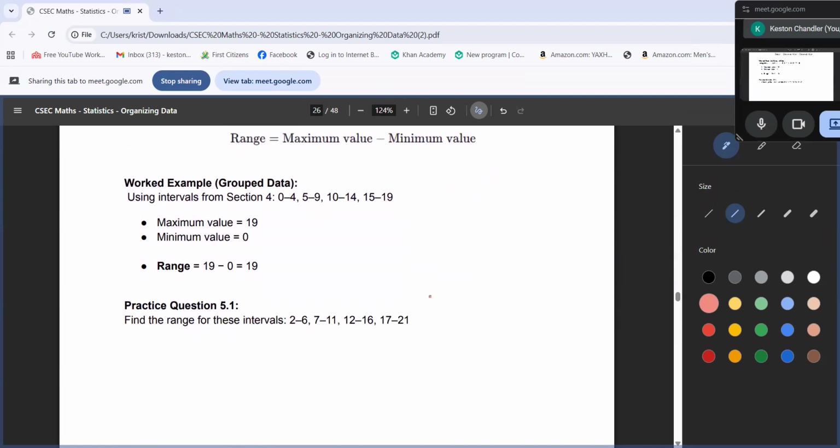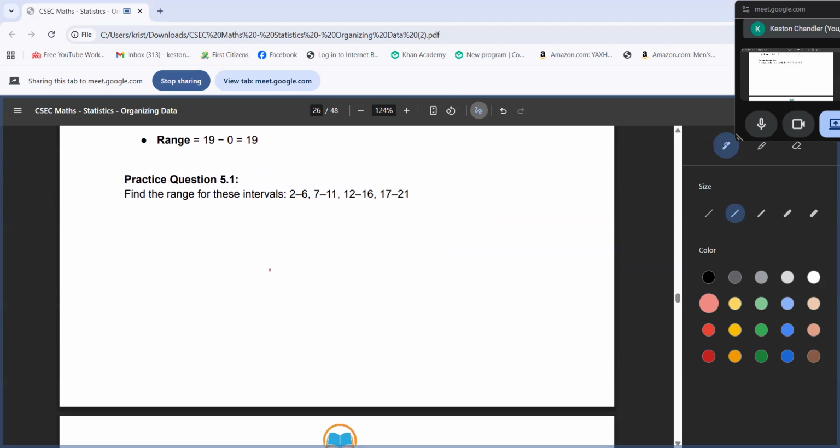For group data, because you're working with class intervals, the minimum value will be the lower limit in the smallest class, or the first class. And your maximum value will be the upper limit in the largest, or the last class. So in this example, 0 to 4, 5 to 9, 10 to 14, 15 to 19, my maximum value is 19, my minimum value is 0. So the range is going to be 19 minus 0, which is 19.